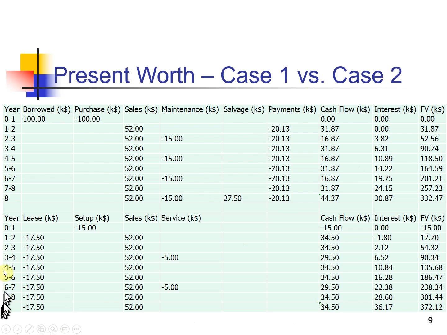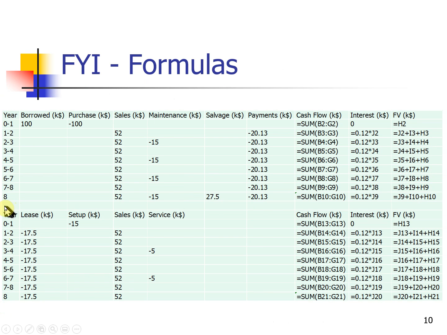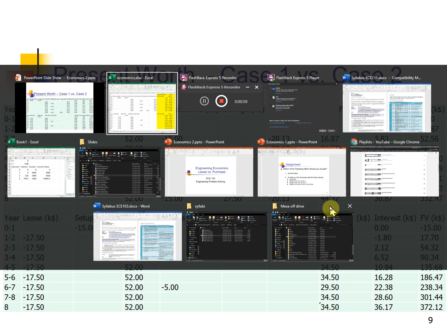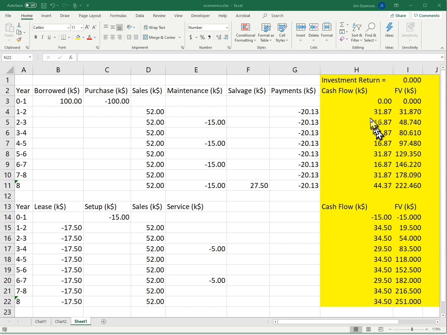So previously, our cash flow diagram was built on this portion of the spreadsheet. And we built two different cash flow diagrams, one for the purchase option and one for the lease. These are new cells. I'm going to show you right now how we get to these.